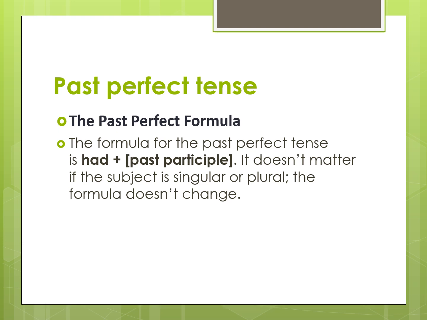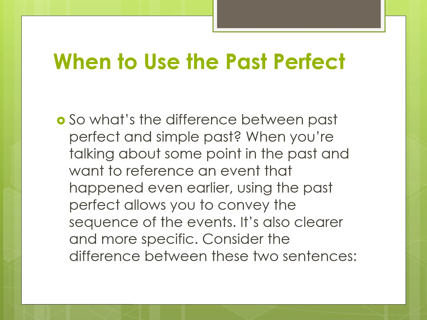First of all, we'll go through the formula. It's very simple. We use the verb to have in the past, had, plus the past participle. And it doesn't matter if the subject is singular or plural, the formula doesn't change. That means had works for all the subjects, singular or plural. This is a very simple formula. Now we come to the cases we use the past perfect in.